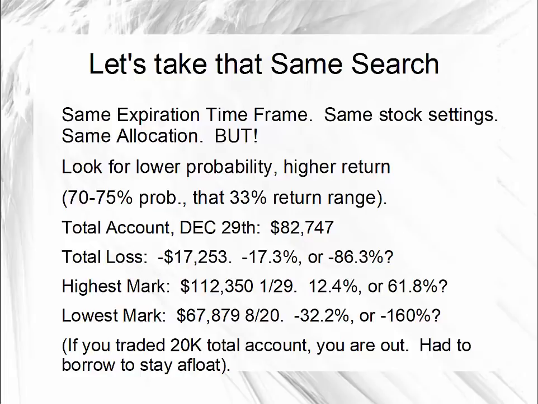Let's take the same search criteria, same time frame, 8 to 17 days out in time to expiration, January 1st, 2018 to December 29th. Same stock settings in an uptrend, avoiding earnings, same allocation, $20,000, roughly 20% of the $100,000 account, even distribution between the top three trades. But let's look for a lower probability, only the 70 to 75% range in that 33% return range. Total account on December 29th was valued at $82,747. It was a loss over the same time frame of $17,250, or 17.3% on the portfolio, or 86% of the $20,000 we allocated to spread trades.